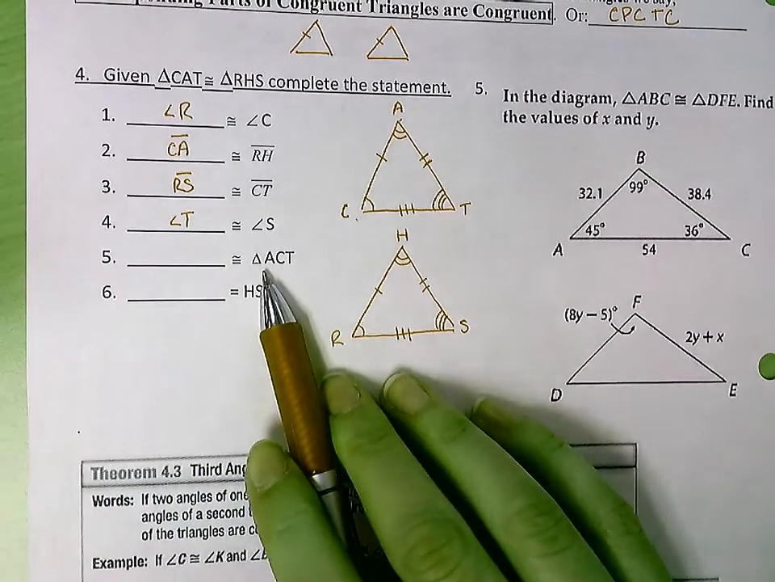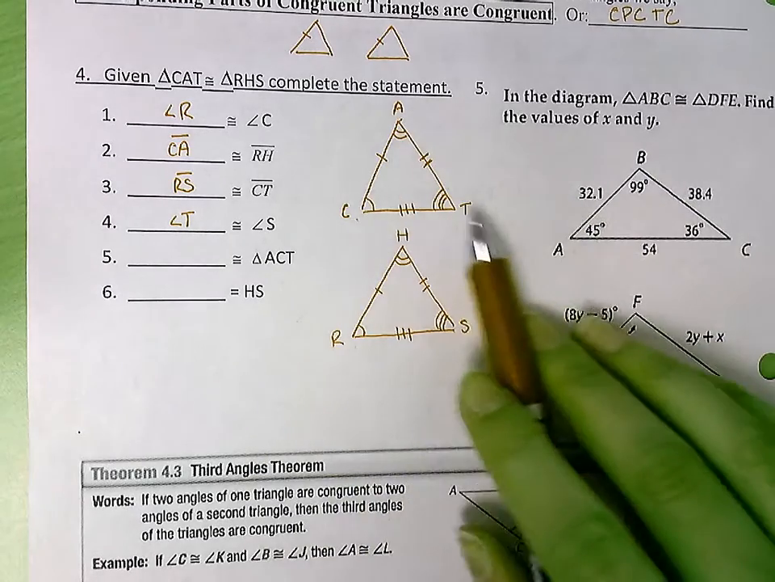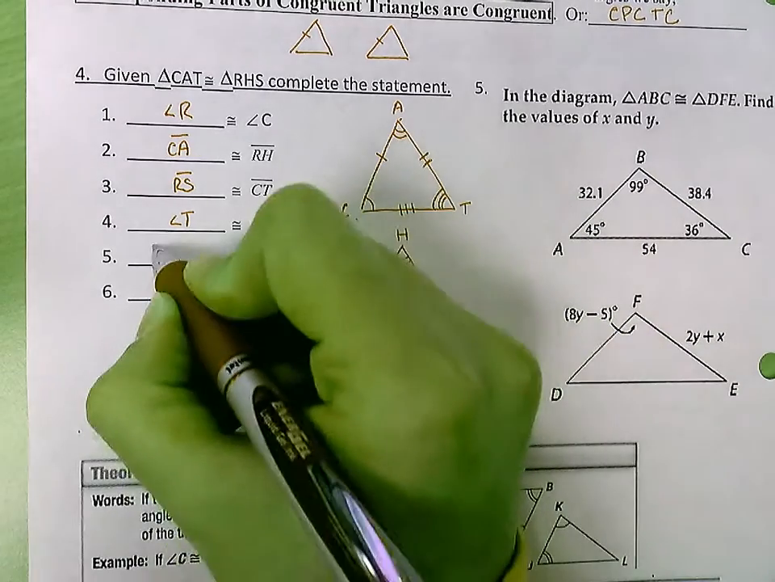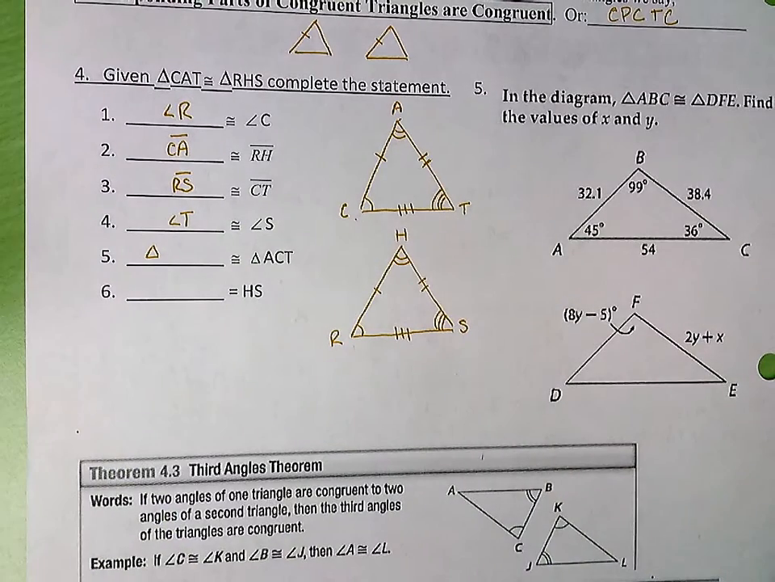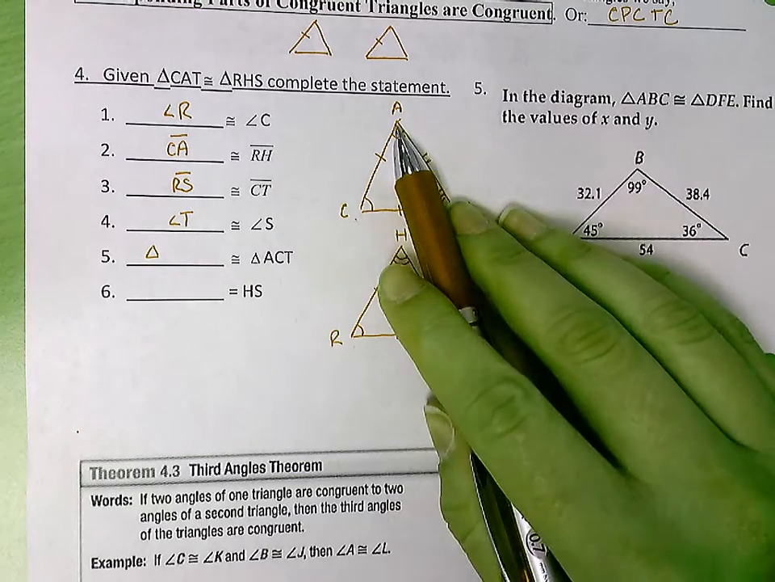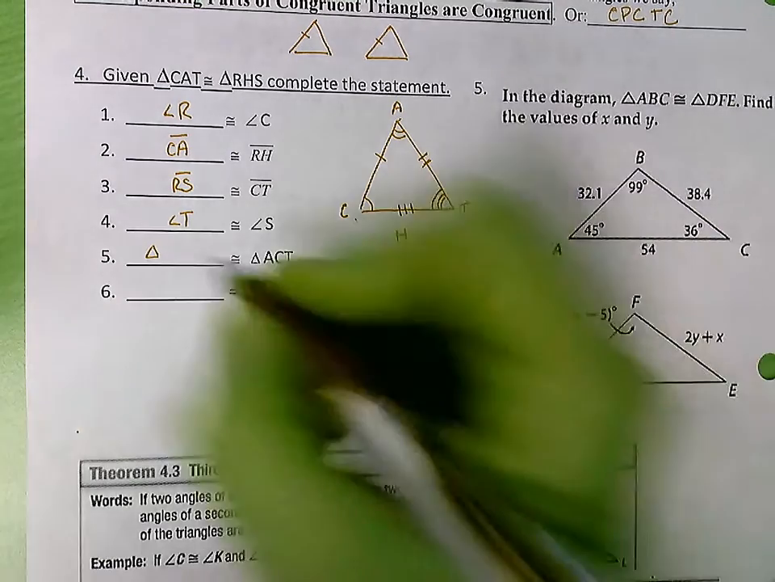Now we have triangle ACT. So I need my triangle symbol. Don't forget your triangle symbol. I started with A, so I need to start with H.